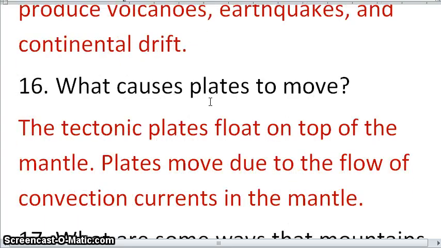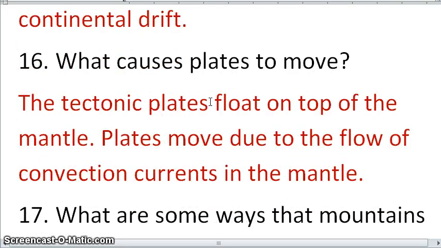Sticking with that idea, what causes the tectonic plates to move? The tectonic plates float on top of the mantle, and the plates move due to the flow of convection currents in the mantle. That's an important one to understand why we have this jigsaw-style crust. It's made up of all kinds of puzzle pieces, if you will, and they interact and move around. And the reason that they move around is due to convection currents, or heat deep inside the Earth, and it causes them to move almost like a conveyor belt.